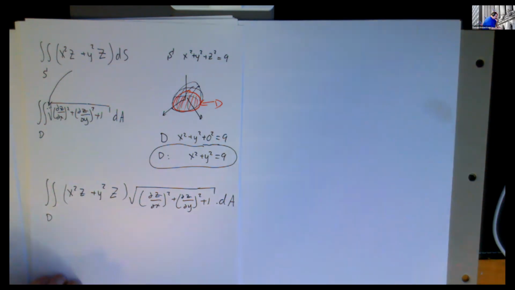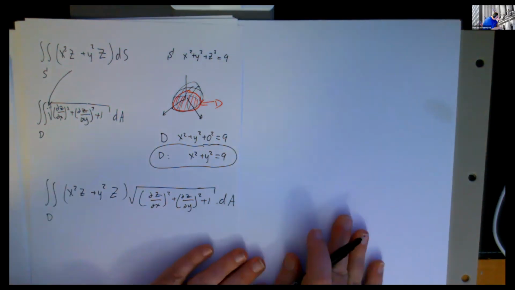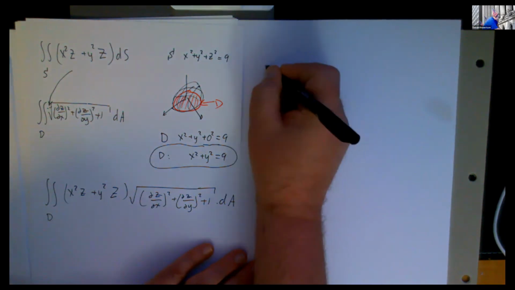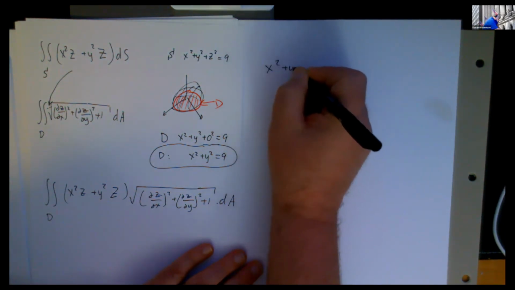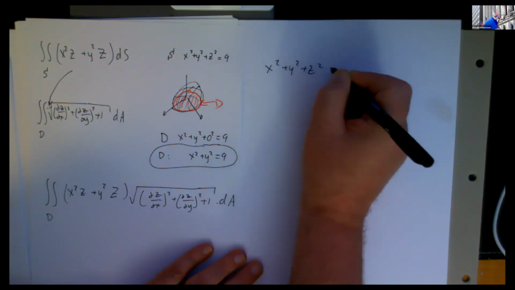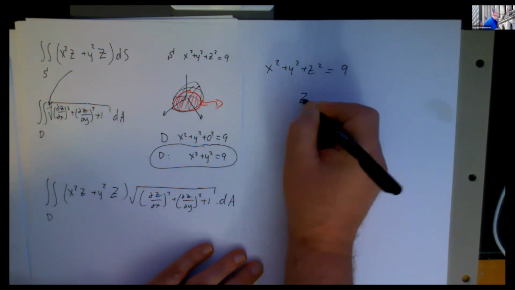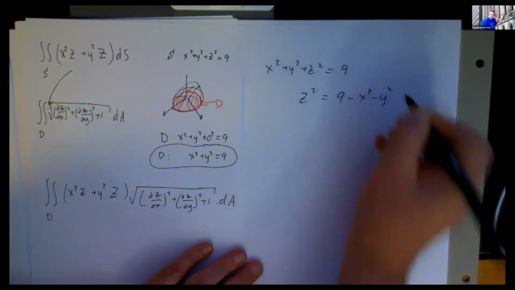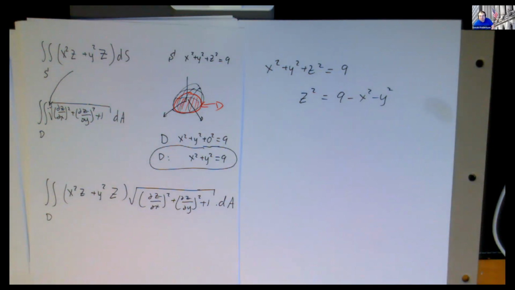So, how are we going to figure this thing out? Well, first I'm going to turn everything into x's and y's and replace the z with x's and y's, and that's going to be really messy. And then I'm going to go polar once that's out of the way. So, if you start with x squared plus y squared plus z squared equals 9, that gets you z squared is 9 take away x squared, take away y squared. So far, so good?